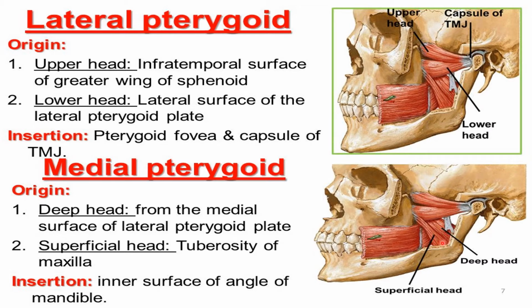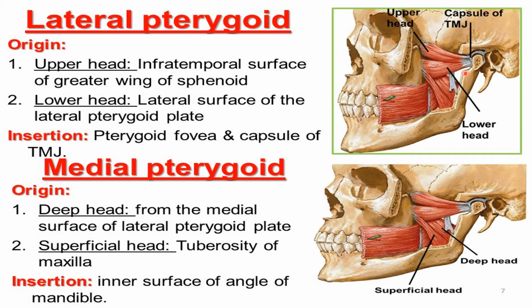And what about the nerve supply? Both of these muscles are supplied by the nerve, which is the lateral pterygoid nerve and the medial pterygoid nerve. And the action of both of these muscles can be cleared from their insertion. As you know, this is the TM joint, the temporomandibular joint, and here the lateral pterygoid is inserting and the medial pterygoid is also inserting on the mandible.